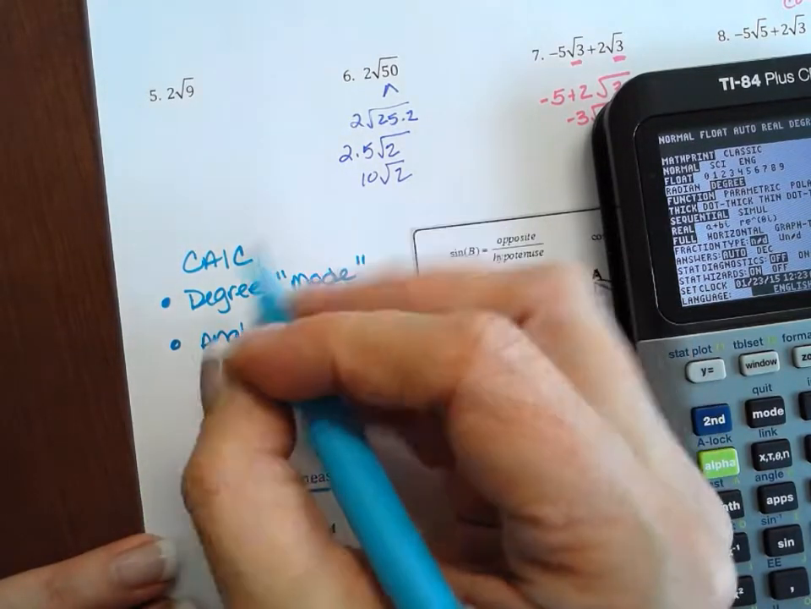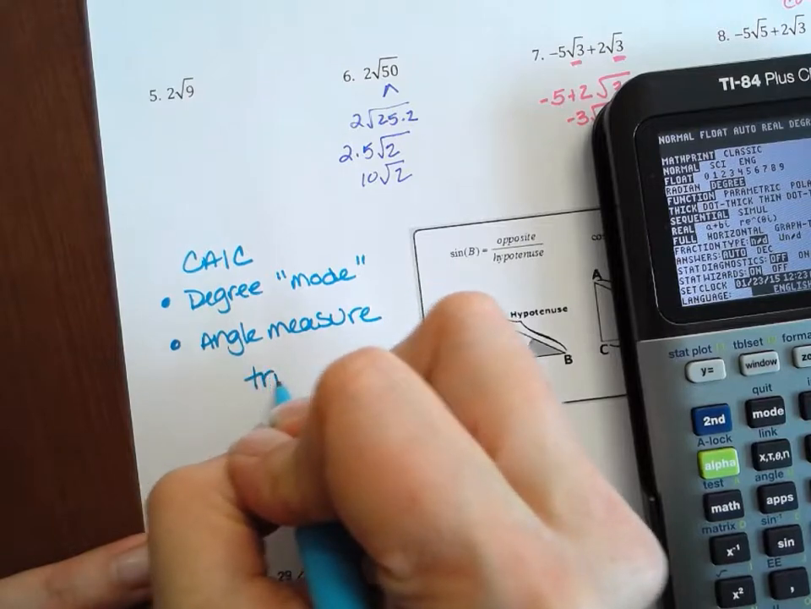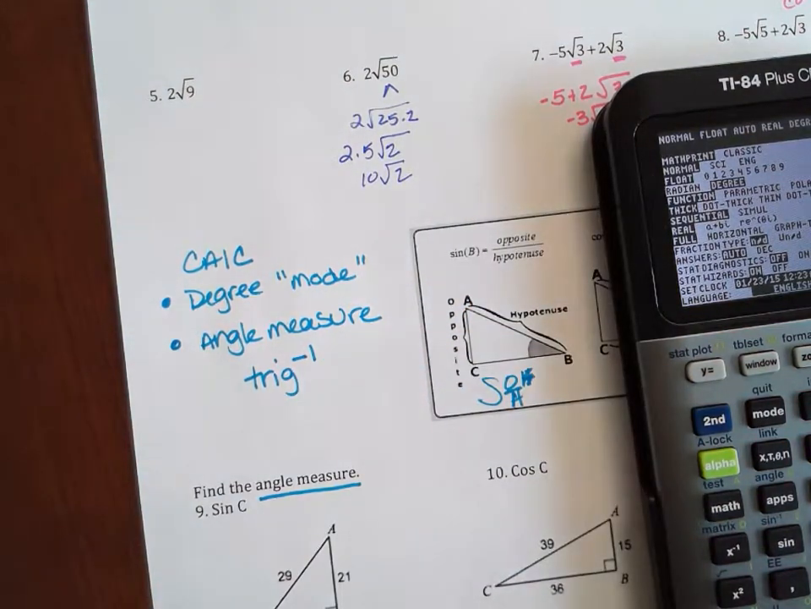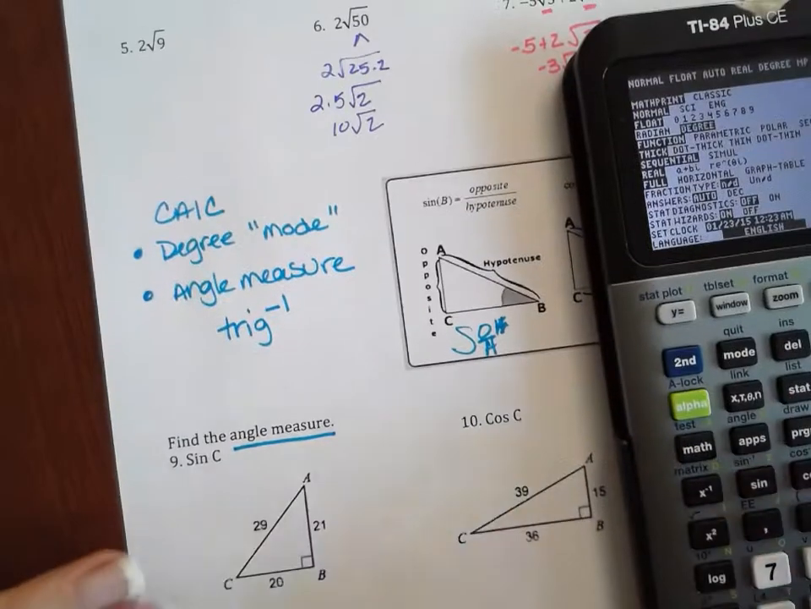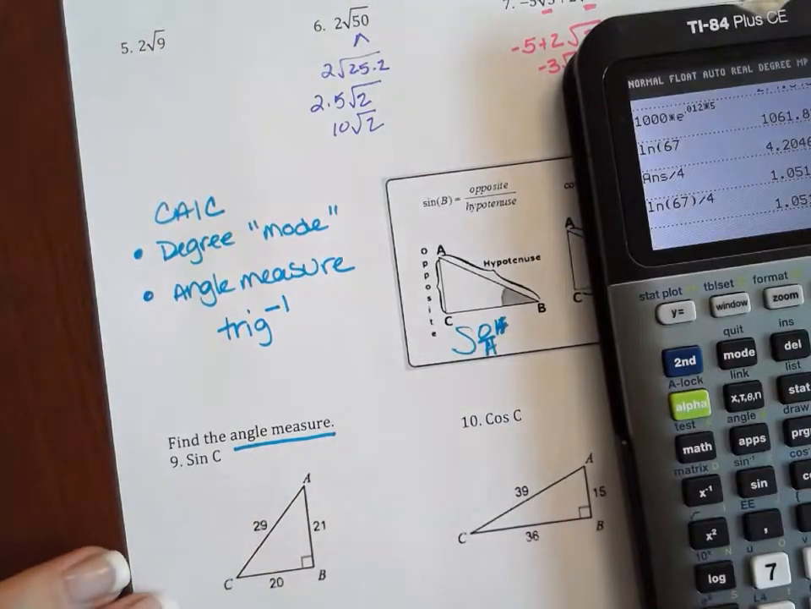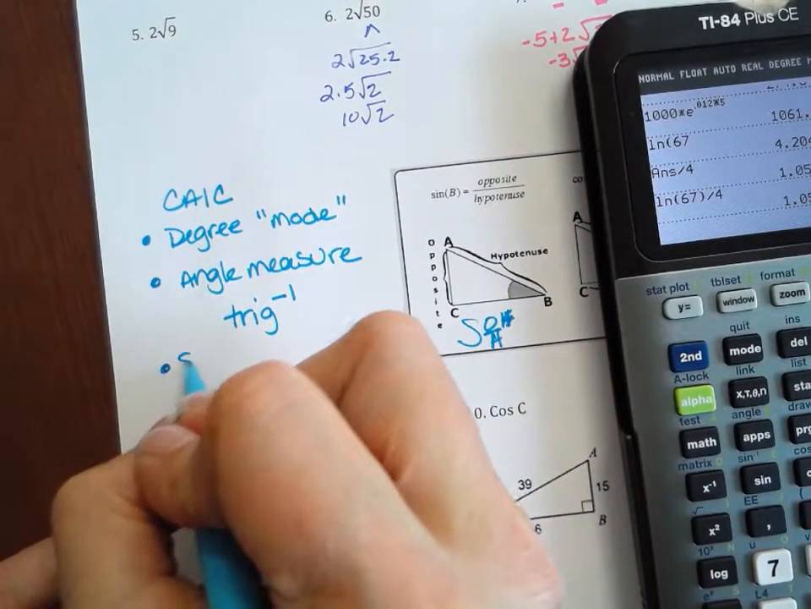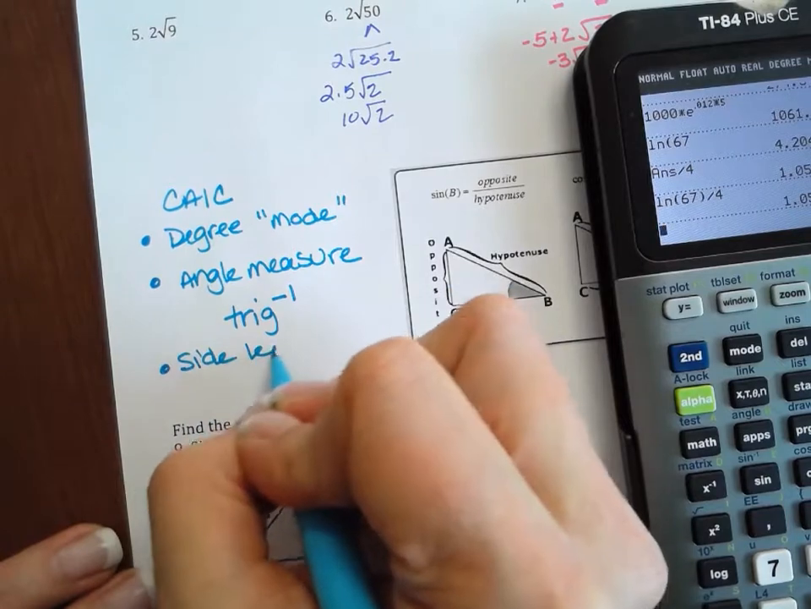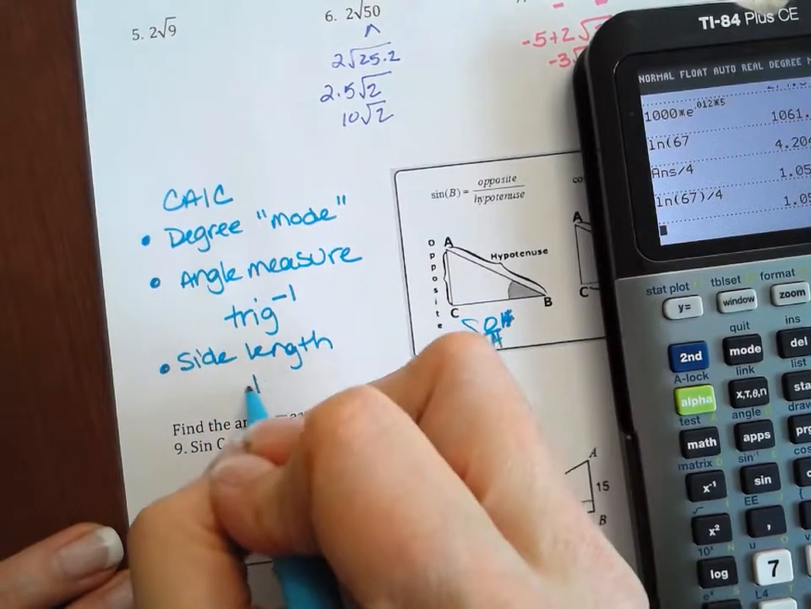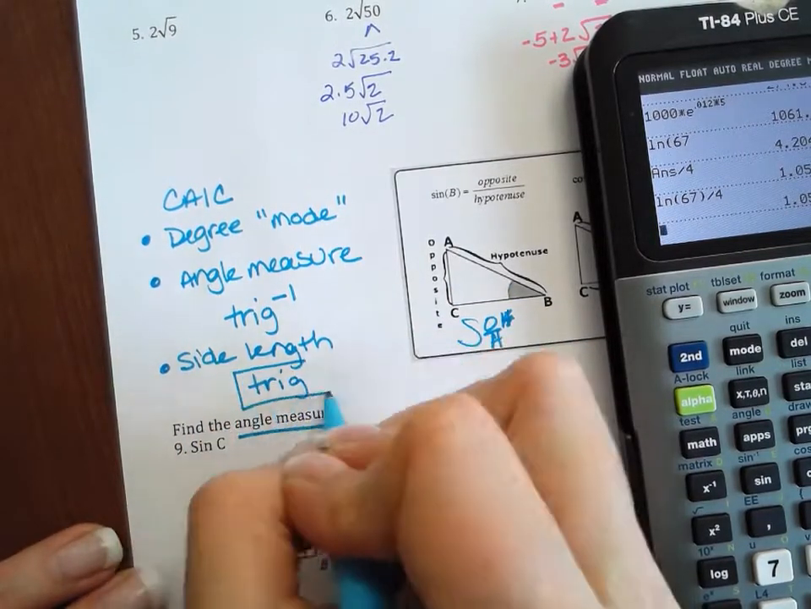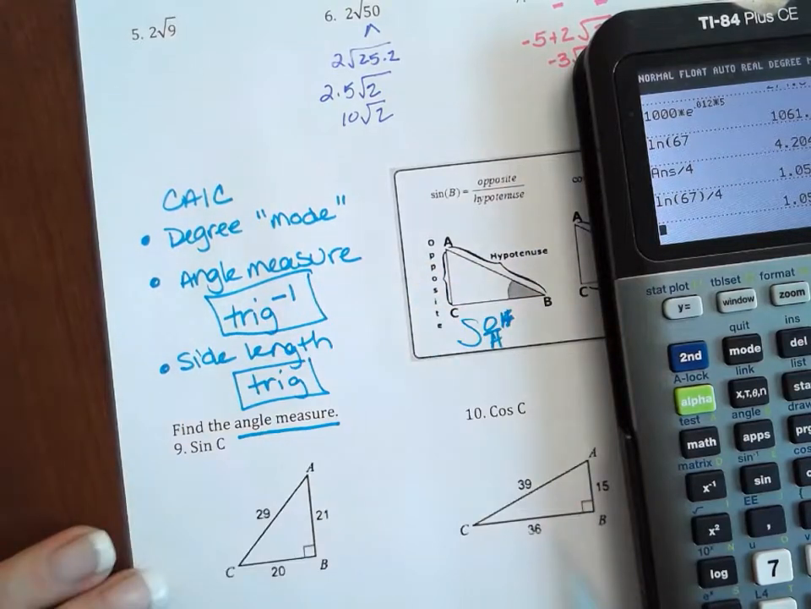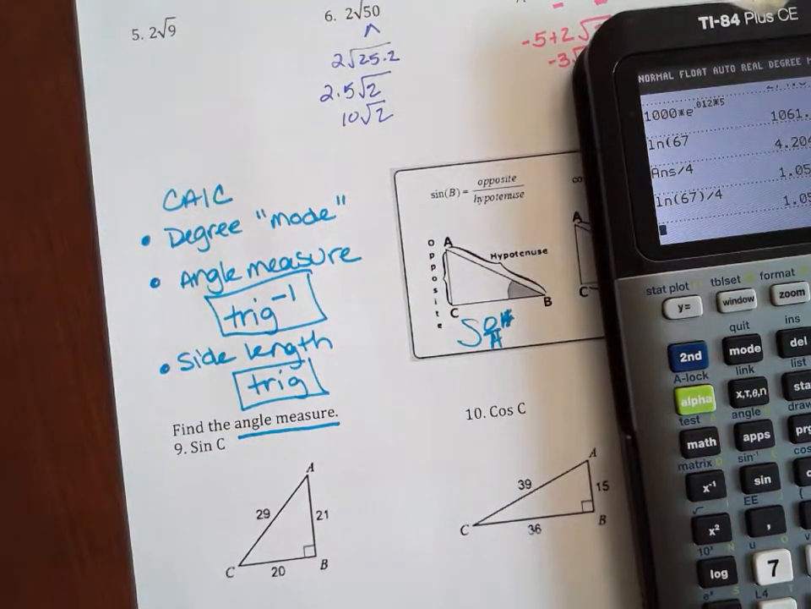If you're finding angle measure, you use the inverse. If you're finding a side length, use the regular trig button. Does that ring bells? That's all good. That's why we're doing this.